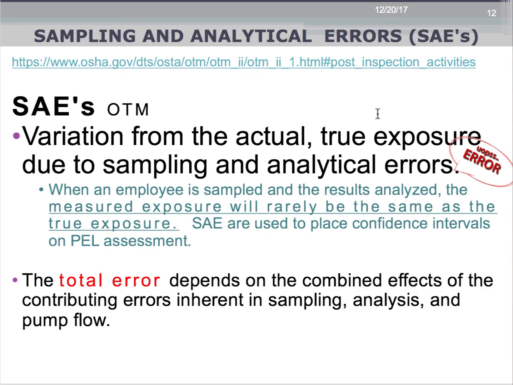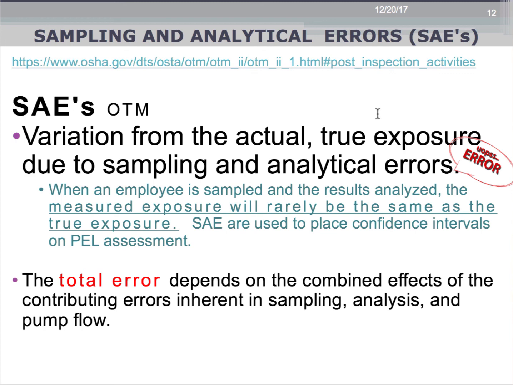So in our post-sampling evaluation, OSHA directs us or advises us to analyze our results by using our sampling and analytical errors. And there are variations from the actual true exposure due to sampling errors and analytical errors. And analytical errors are those errors that are in the methodology that they're using, as well as the equipment and the calibration of the equipment which is being used to evaluate your results.